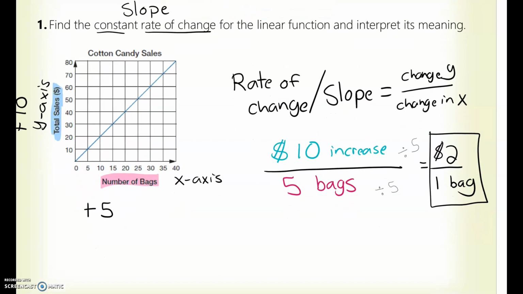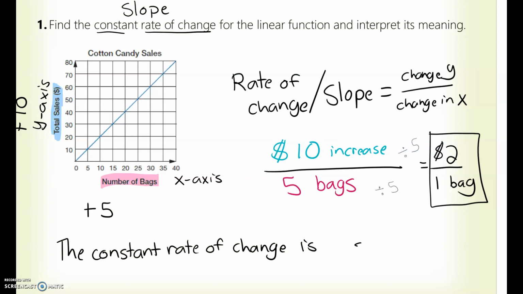So if we think about what that means in real life, for every bag, we're increasing by $2. So the constant rate of change is $2 per bag. And you can see that's a rate, right? $2 per bag is our rate. So that would be the number attached to the x if we were going to put this into an equation.